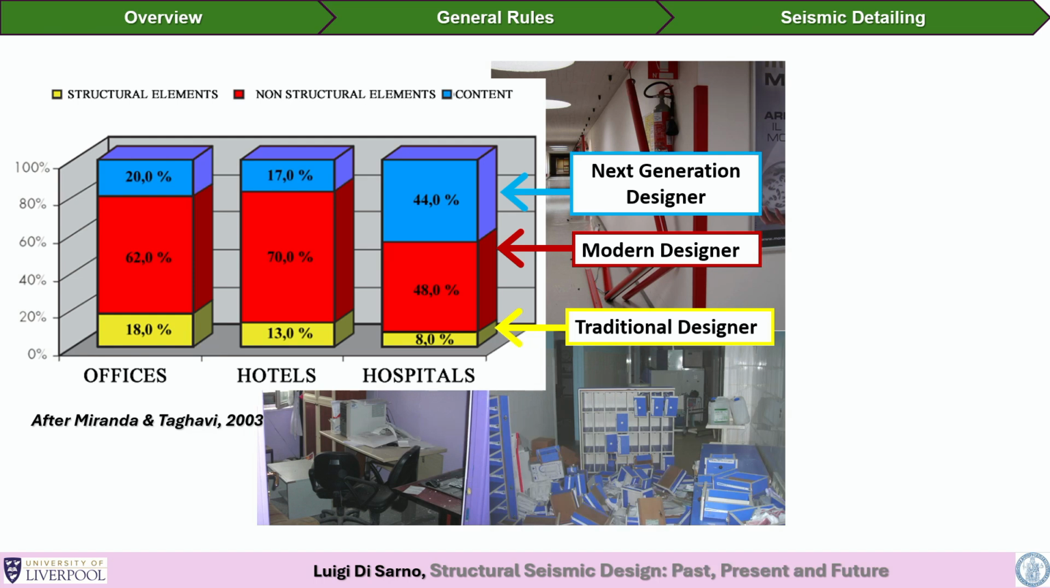That's exactly what is shown here. And this really depends on the occupancy. We are here in the hotels. So even here, you see that nearly 70% goes on the nonstructural components, windows, all the partitions, and so on.